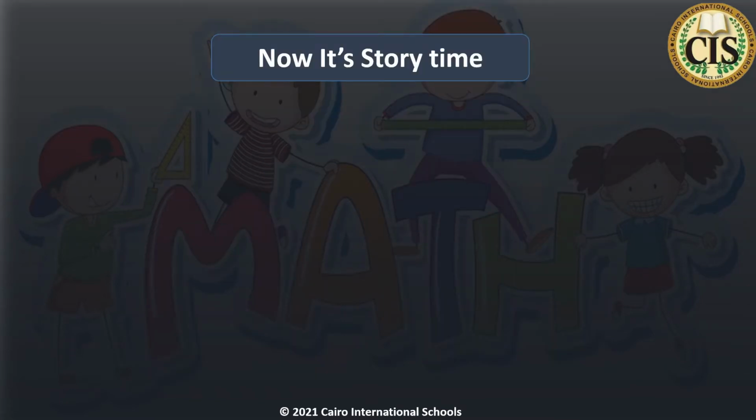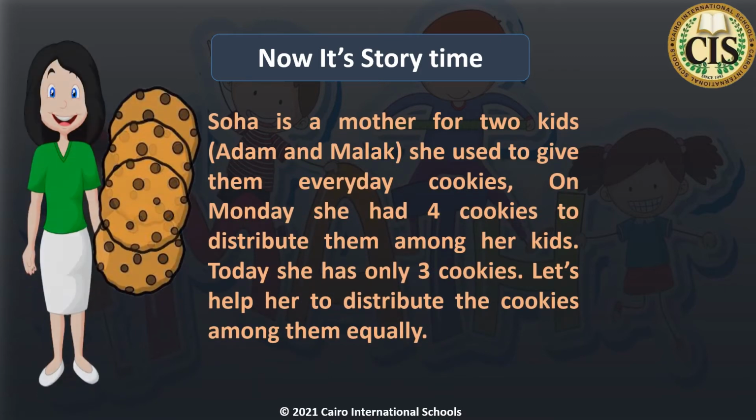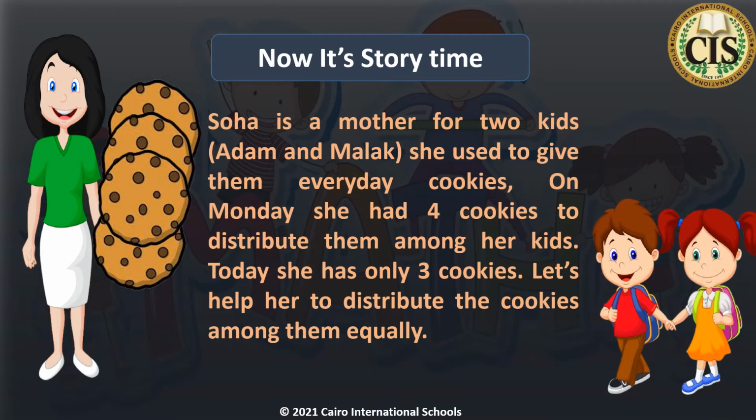Now it's story time. Soha is a mother of two kids, Adam and Malak. She used to give them cookies every day. On Monday, she had 4 cookies to distribute among her kids. Today, she has only 3 cookies. Let's help her distribute the cookies among them equally.